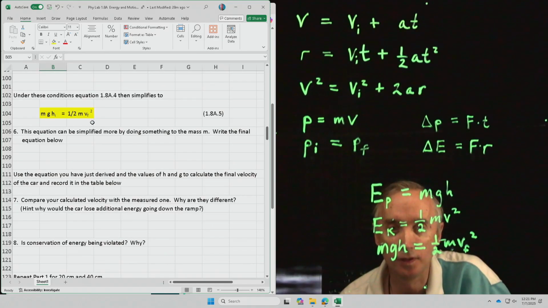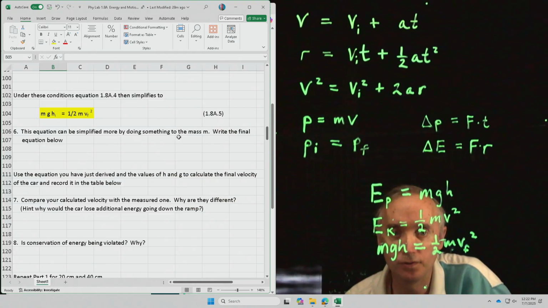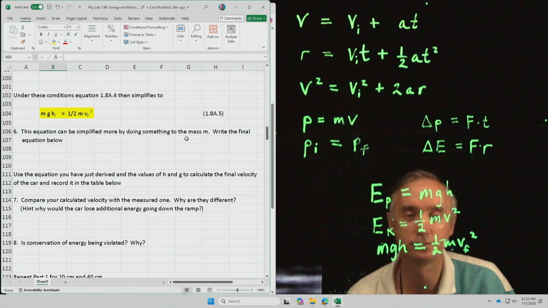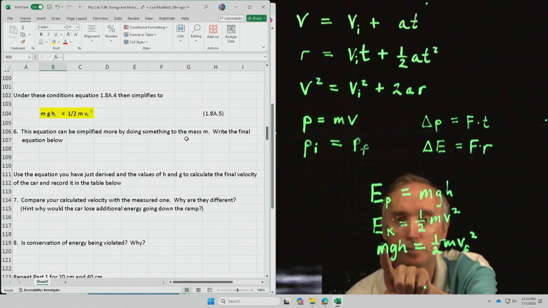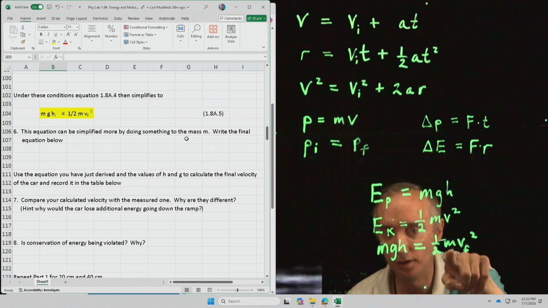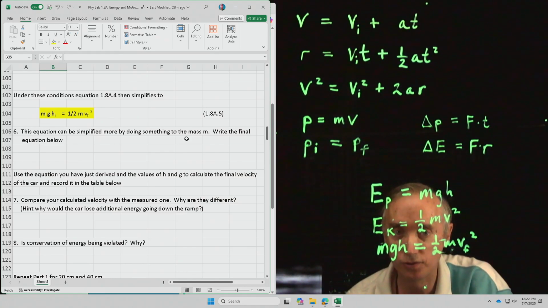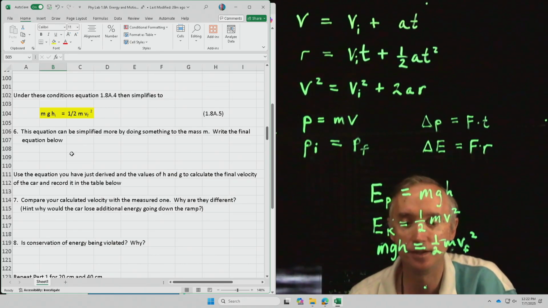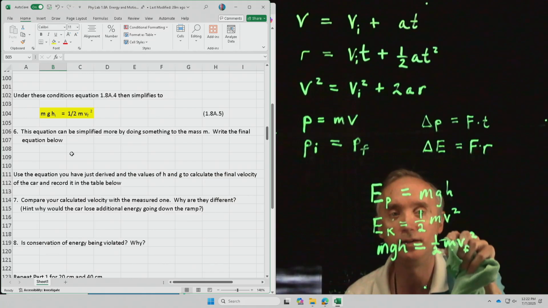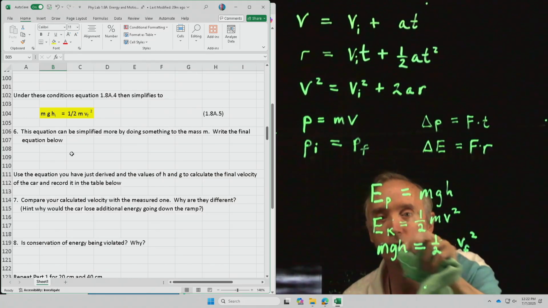So now we've got that. Okay, question number 6. This equation can be simplified even more by doing something to the mass. You know algebra. What can you do? You notice there's an m over here and there's an m over here. So what can you do to those two m's? Begins with a C, ends with Ansel. Put it together, okay? So now this equation is going to be simplified even more because we can get rid of these two m's.